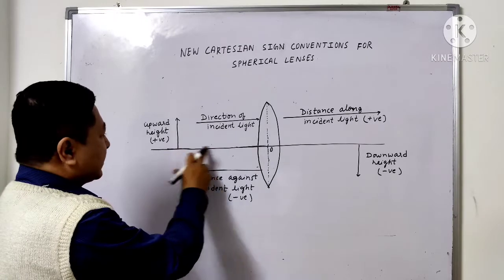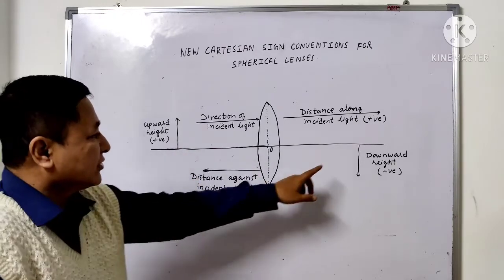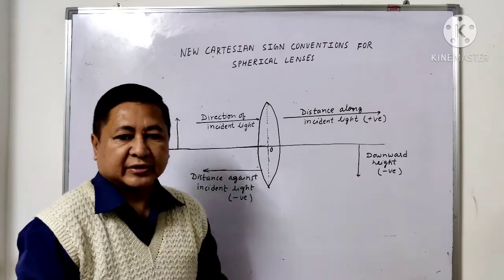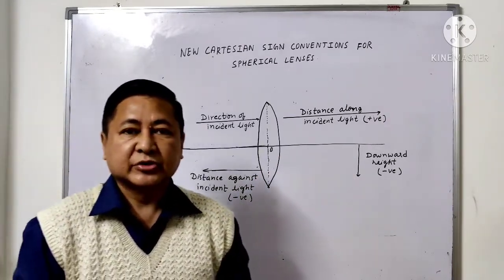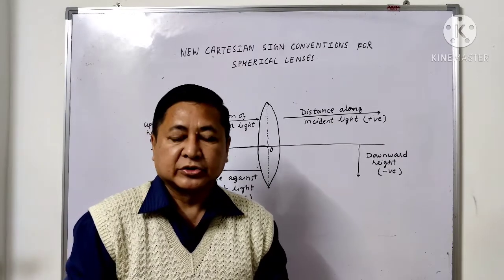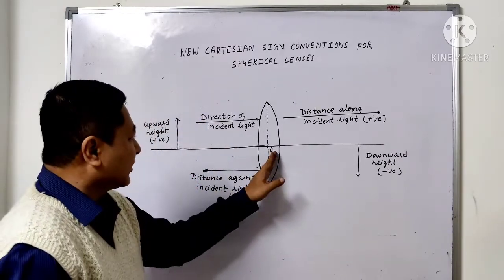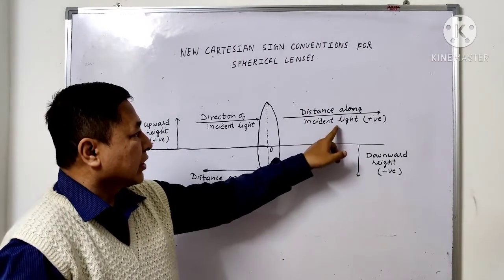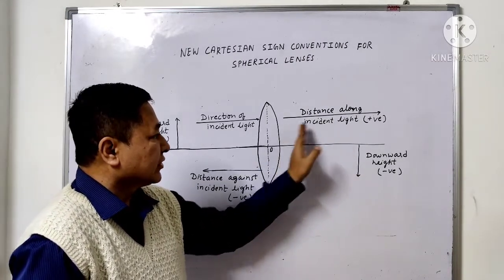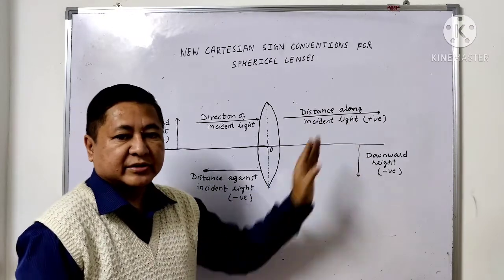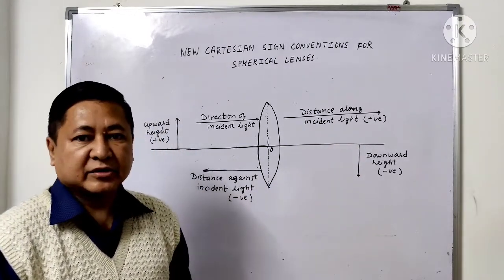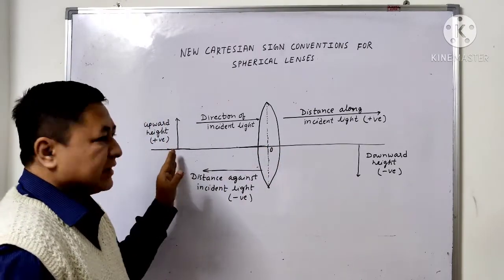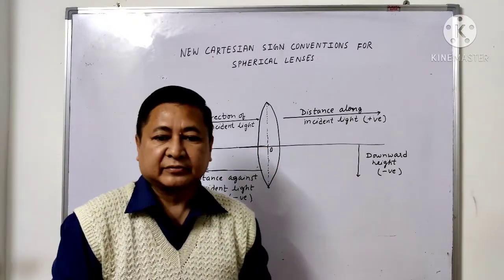The object distance will be measured from here, and if the image is here, the distance will be measured from the optical center. All the distances measured to the right of the origin, that is right of the optical center, will be considered as positive. So distance along the incident light, that is on the right side, will be taken as positive, and the distance measured to the left side is taken as negative.